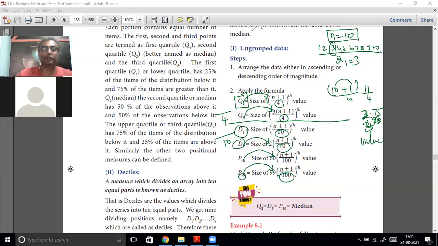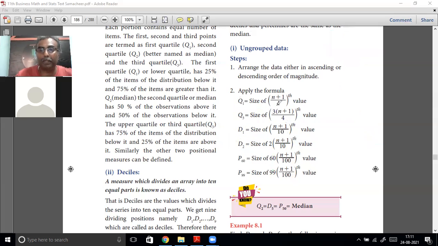That is the simplest way. So the formula is very easy to remember. If it is quartile, the denominator is 4. If it is decile, the denominator is 10. If it is percentile, the denominator is 100. Everywhere the numerator is n plus 1, but it will be multiplied by this number. Whichever one you want will go here. If you want D1, then 1 will come here.